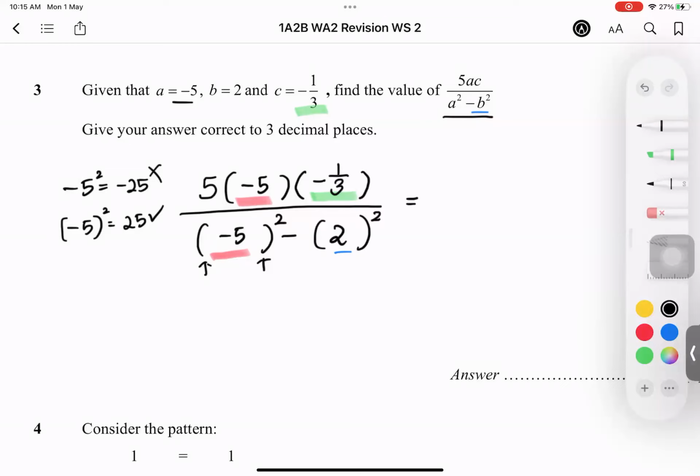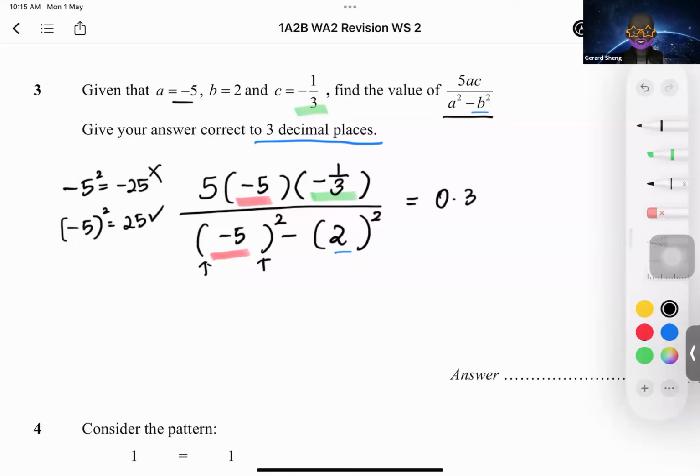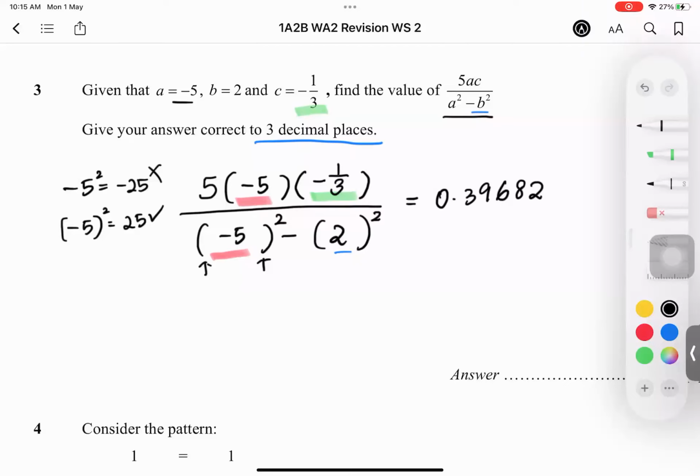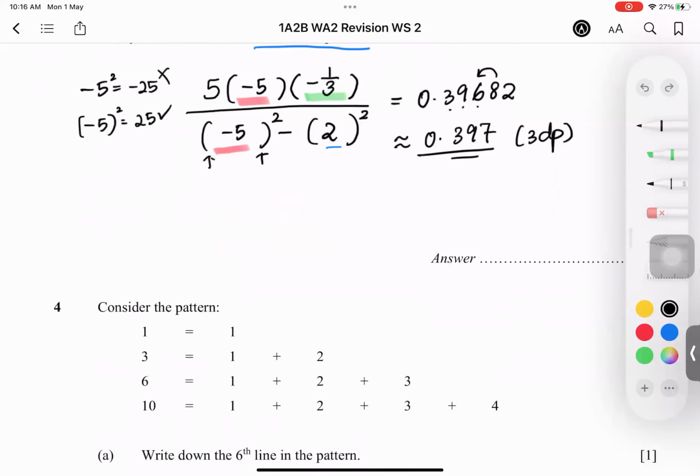Can you give me 3 decimal places? Sorry, not fraction. 3 decimal places. Can you copy the number and tell me what's the number first? 0.397, 6, 8, 2. We usually copy the 5 sig fig first, 5 numbers, then we round off to 3 decimal places, so 0.397. So the answer you all gave me is correct. Okay, very good. But for your working, usually you give at least 5 sig fig first. All right, next one. Very good. This one must get correct, cannot be wrong.